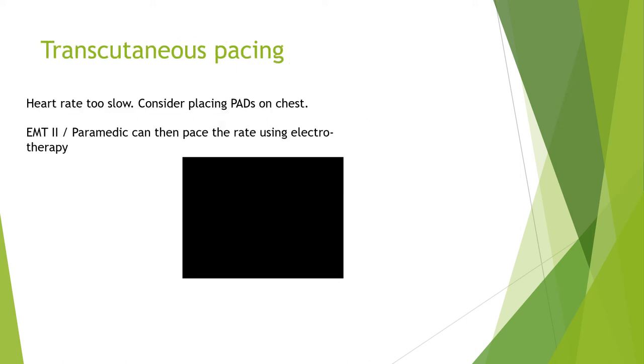Transcutaneous pacing. Trans being through, cutaneous is your skin, and pacing would be like a pace car, which controls the rate. This is when the heart rate is too slow. Consider placing pads on the chest.